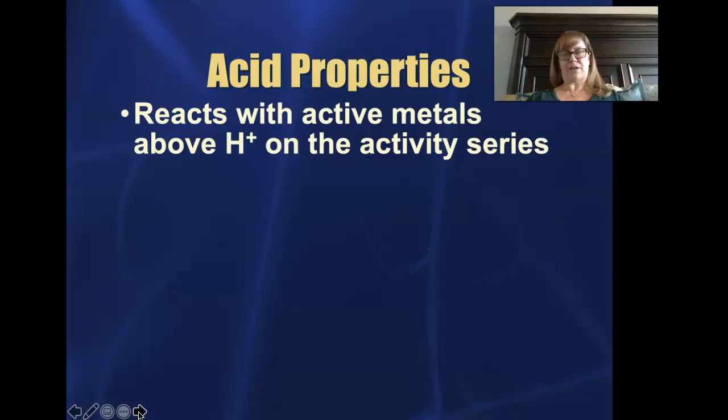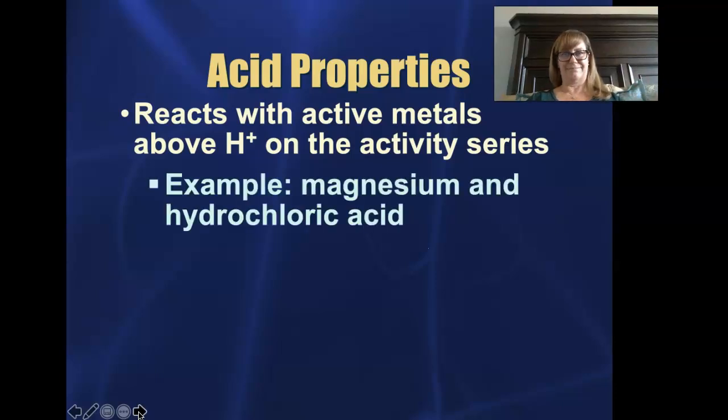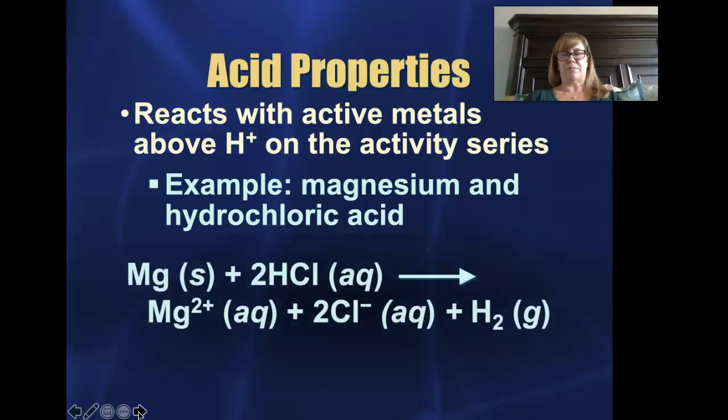Acids always react with metals to produce hydrogen gas. Example, magnesium is a metal. It reacts with hydrochloric acid. This is a single replacement reaction. Remember, that's that high school relationship one, right? Where magnesium comes in, bumps hydrogen out, and forms the gas. You see bubbles. That's a sign of a chemical reaction.